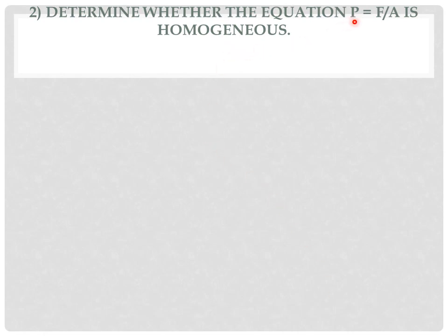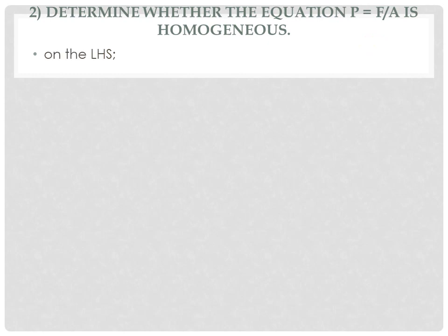Determine whether the equation P is equal to F on A is homogeneous. Pressure is equal to force on area. Determine if this equation is homogeneous. We work out the units of pressure, and we will get to the answer. We work out the units of force on area. We will look at the answer and we compare.